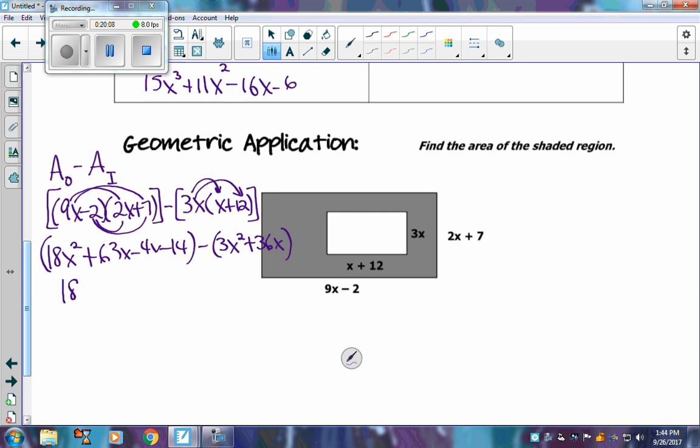I'll show you why I chose to do it this way. So all I'm doing is writing this down. Now, that 3x squared, now I have to distribute this negative 1. So that's a negative 3x squared, and then what? Minus 36x. So I had to distribute the negative 1 there. Now here's why I decided to do it that way. So now I can put these together in just one step. 18x squared and negative 3x squared.